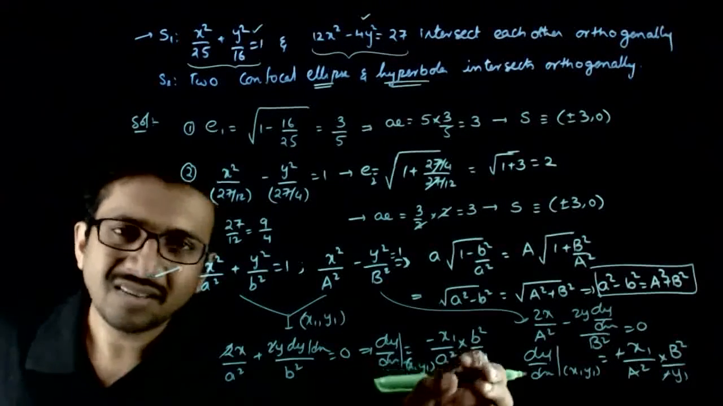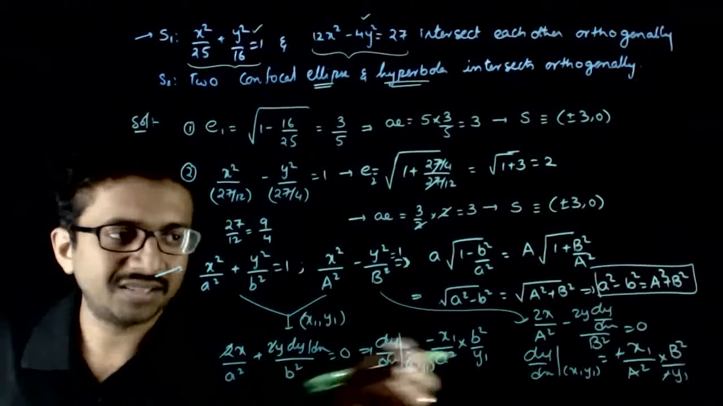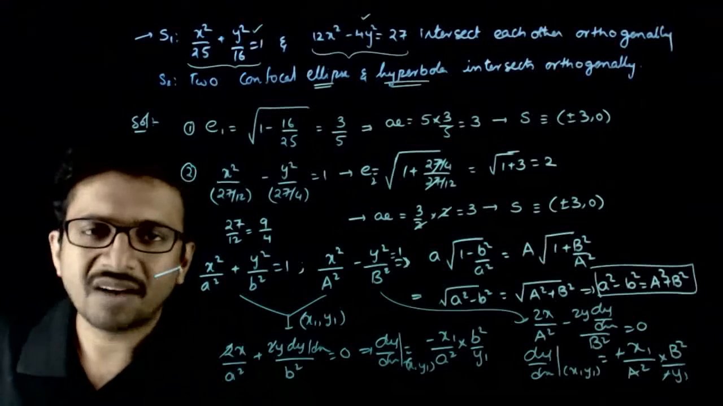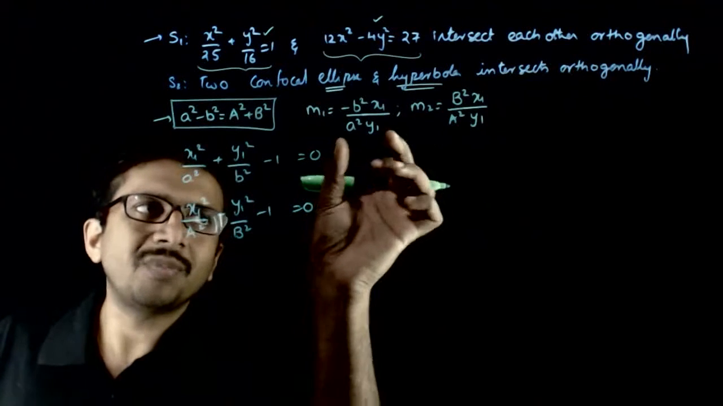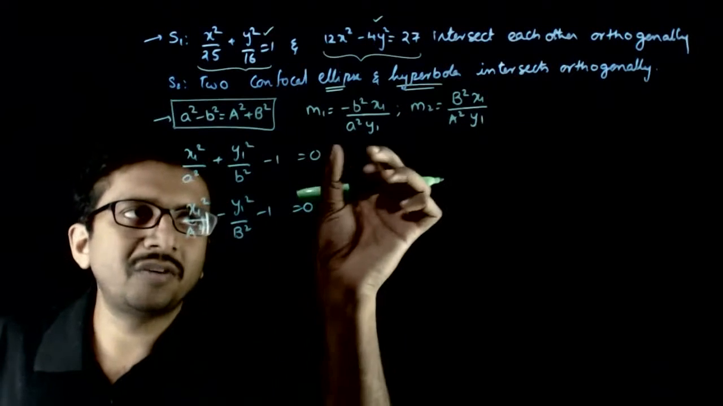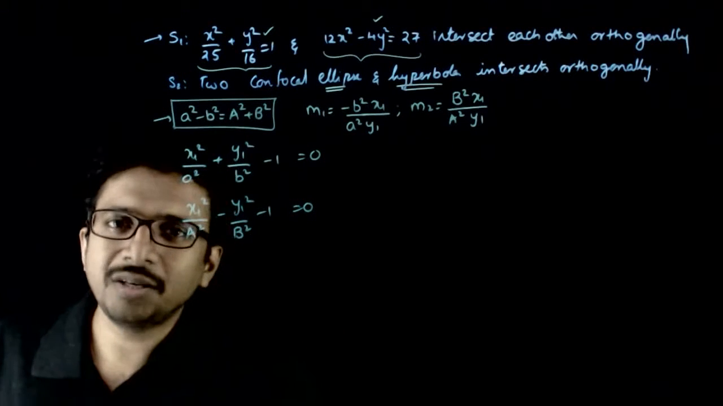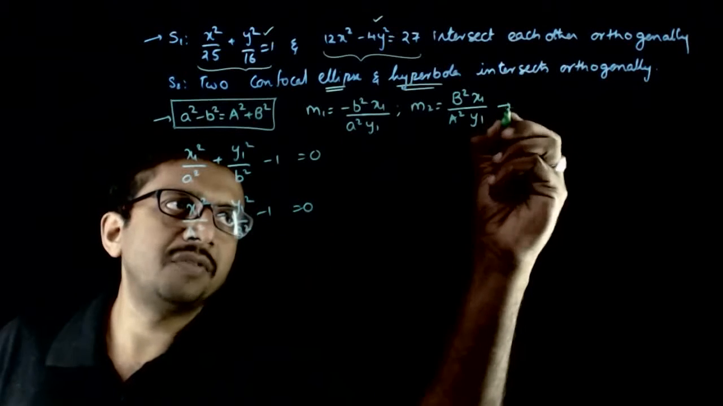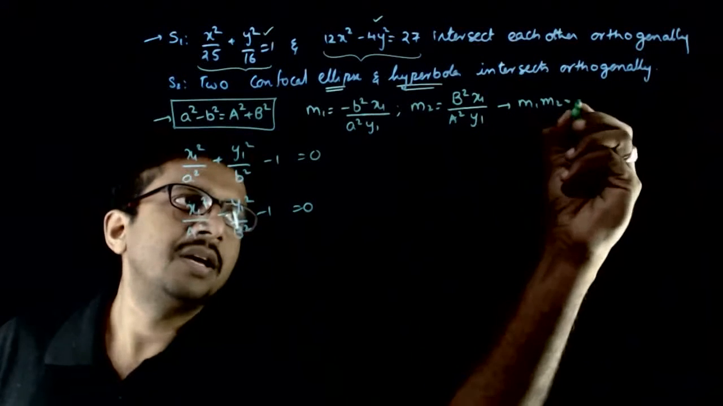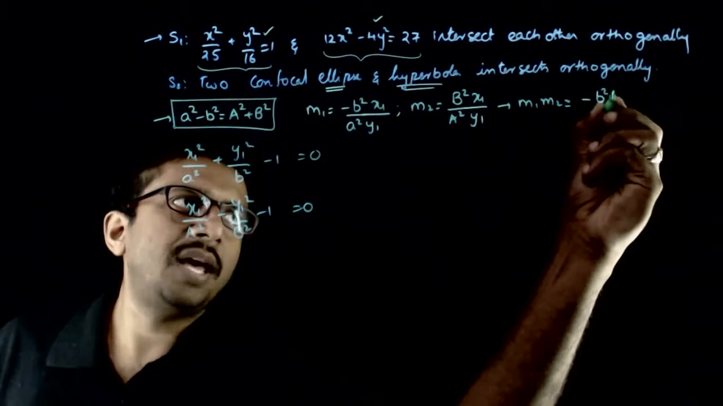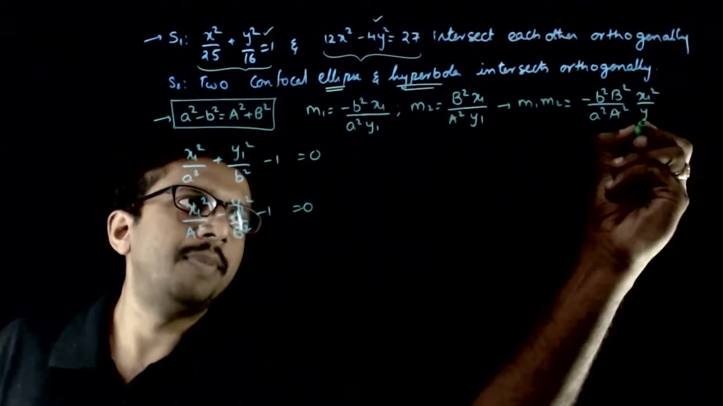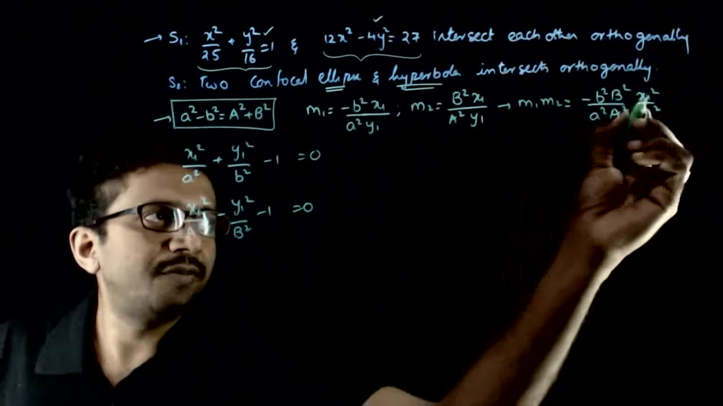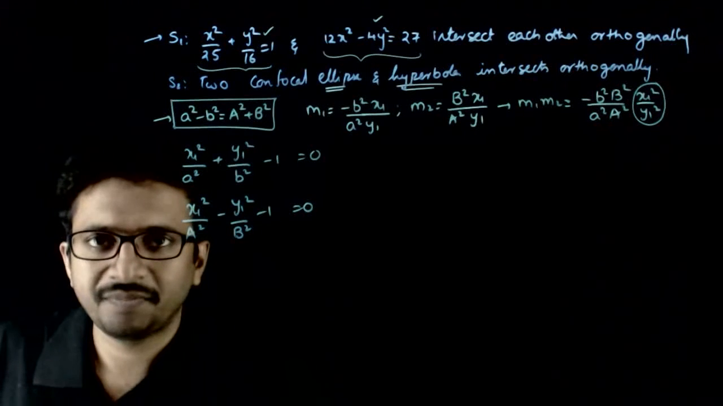So now let us check whether these two are orthogonal to each other. That is, let us check whether these two slopes have a product of minus 1. If the product of these two slopes is equal to minus 1, then I can say that these two are orthogonal, otherwise not. So what is the product of the slopes? m1 m2 is nothing but minus of b square into capital B square by a square into capital A square into x1 square by y1 square. So I just need to find the value of x1 square by y1 square.